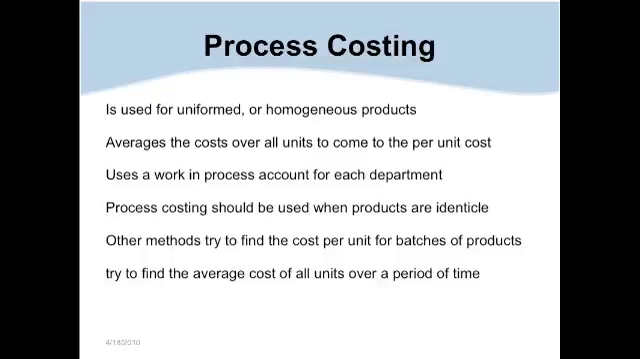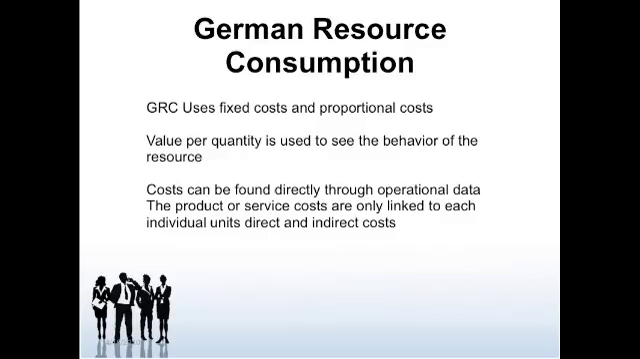Process costing is a type of costing system that is used for uniform or homogeneous products. Process costing averages the cost over all units to come to the per unit cost. This is different from other types of costing systems that are used for products that are in different batch levels. An example of where process costing could be applied is in sugar mills, where it is a continuous process and all of the products are the same.